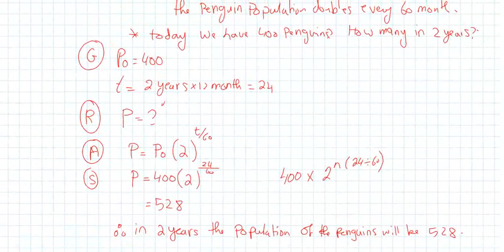Under the R, I write what the question is asking me to solve for. The question is asking me to solve for the final population, so it's asking me to solve for P. And this is what I wrote: P equals question mark, because this is what I'm looking for. Then under analysis, which is the A, I write the formula that they give me. I don't plug in anything in it. I just write the formula as is.